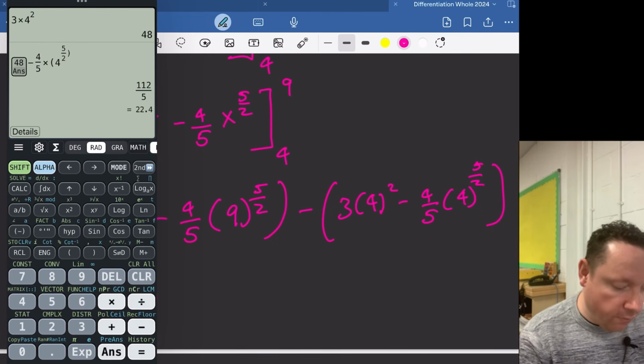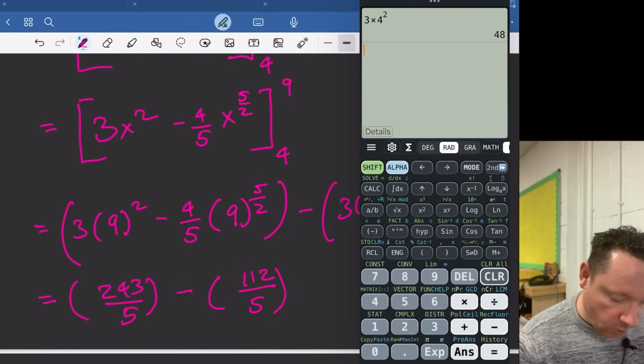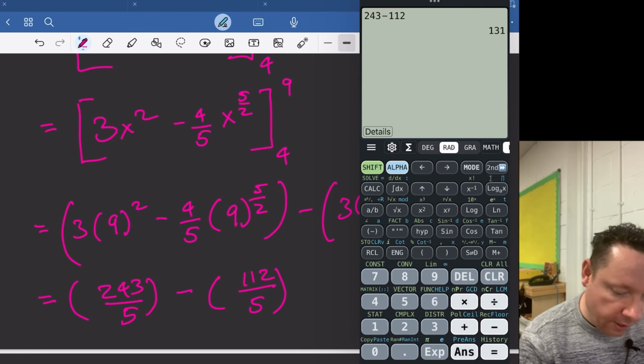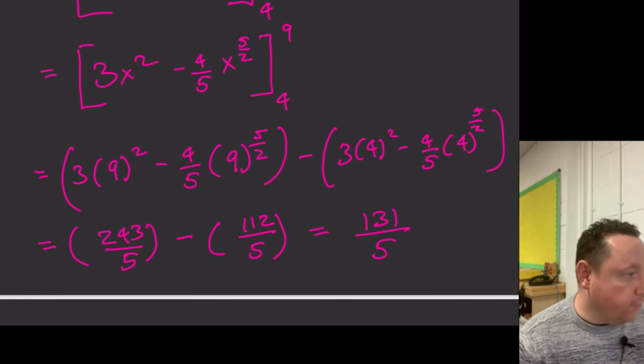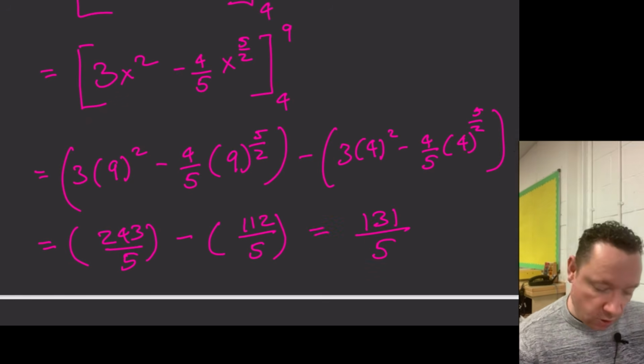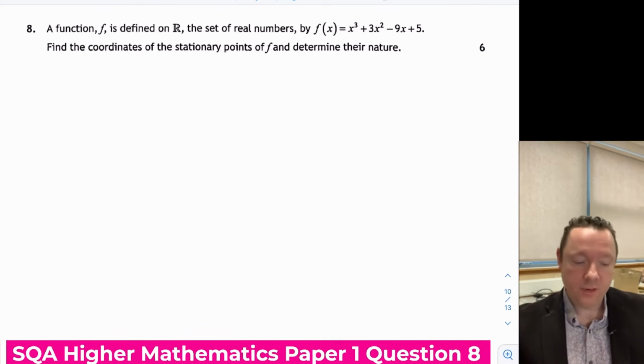That's 112 over 5. So it's minus 112 over 5. Since I've got my calculator, I might just work that out. 243 minus 112 is 131. So that gives me 131 over 5 square units, because there's no units in the question, but it is an area, so I like square units. And we're done there.